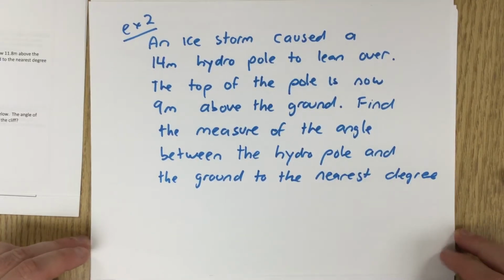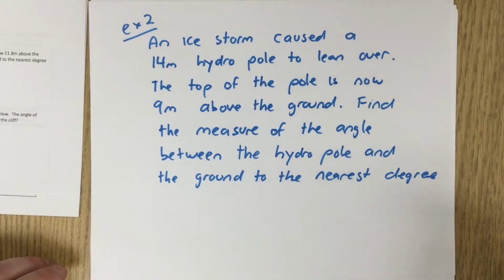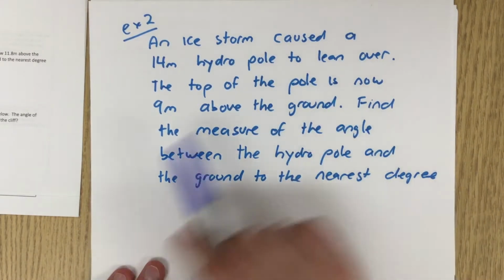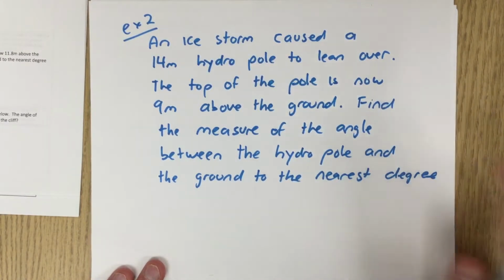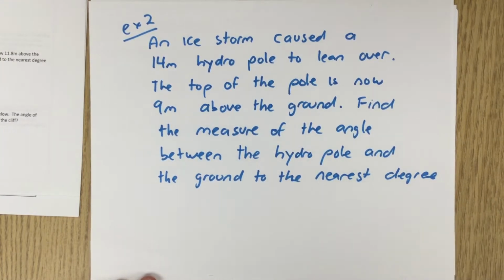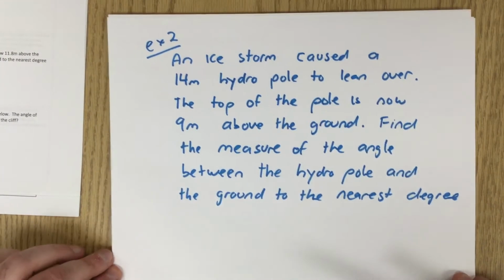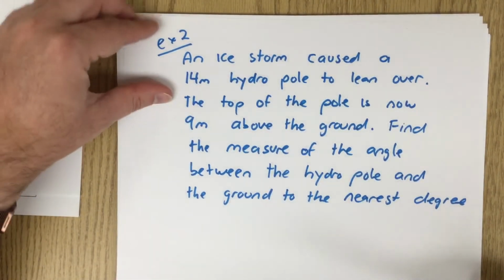So here's our next example. Again, you could pause the video to write it down. I'm just going to read it through. A nice storm caused the 14-meter hydropole to lean over. The top of the pole is now 9 meters above the ground. Find the measure of the angle between the hydropole and the ground to the nearest degree.